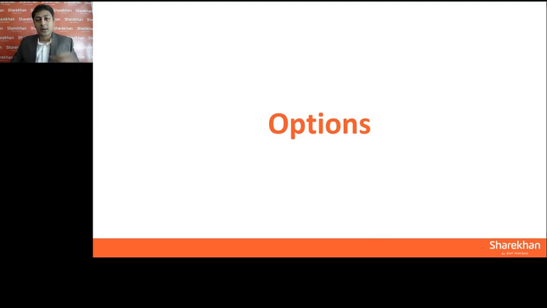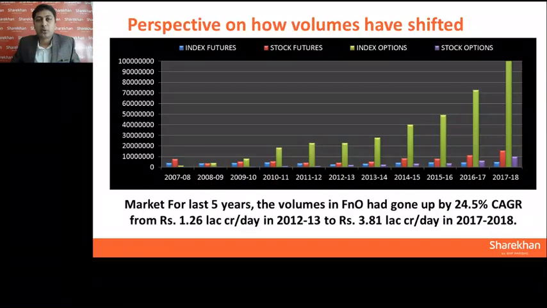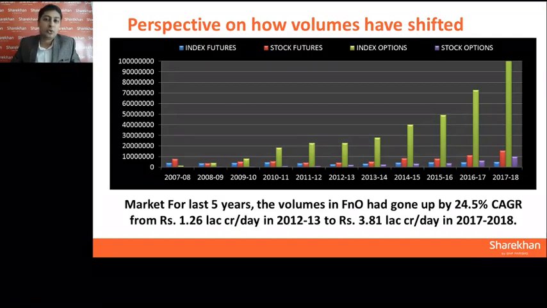In perspective of how volumes have shifted from futures to options, if you look at 2007-8 data, the blue line indicates futures. Futures are almost at the same level till last year in terms of volumes. But if you look at the green bar, which represents options, there's a huge growth that has taken place in options volume. So if you are not present where there is huge volume happening, probably we are missing an opportunity to make money.